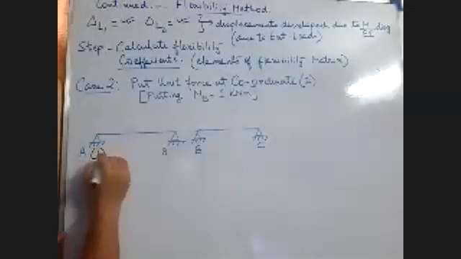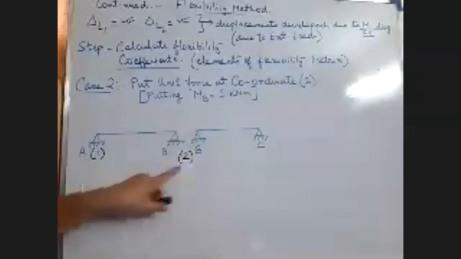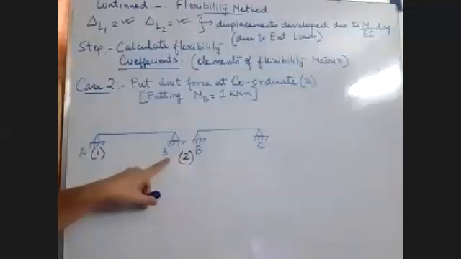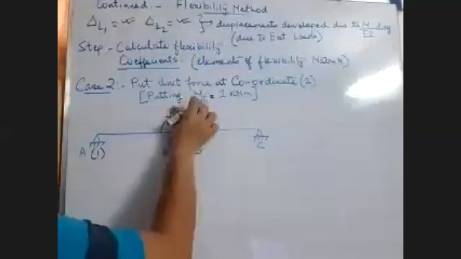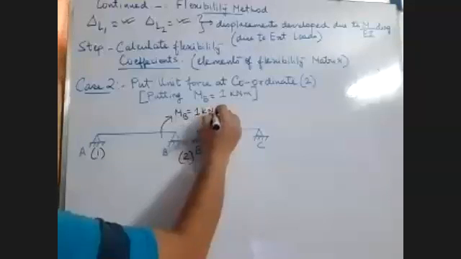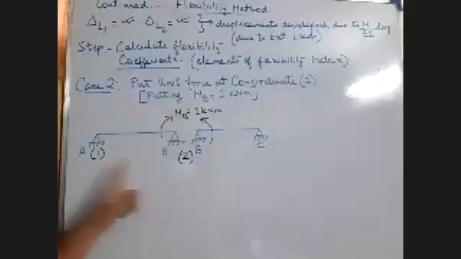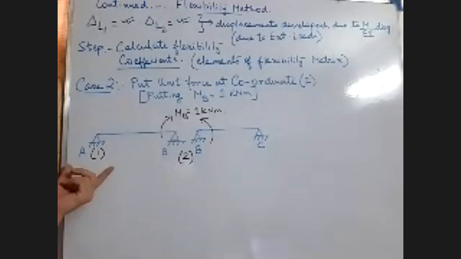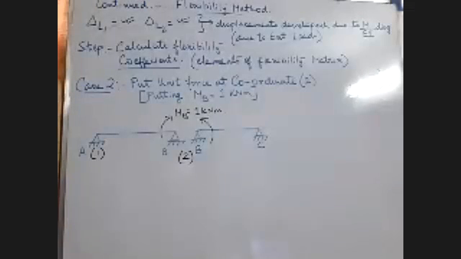So this is coordinate 1, and both are okay. Now coordinate 2, mind it, coordinate 2 is for B, which is shared by both the beams. So I put here 1 kilonewton meter, or moment MB equals 1 kilonewton meter, because I have to put a unit force here. So in the first case I put a force here, and in case 2 I put the bending moment.